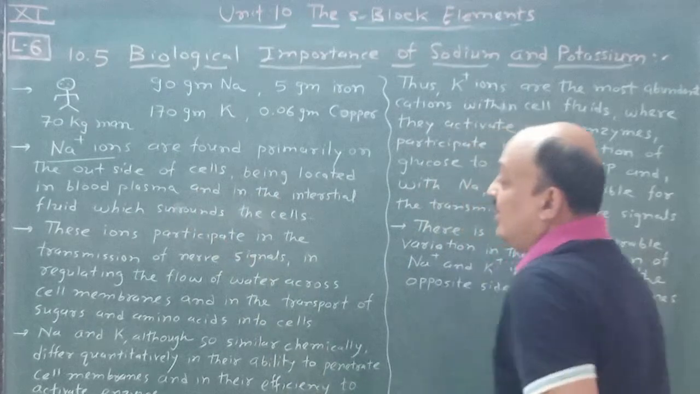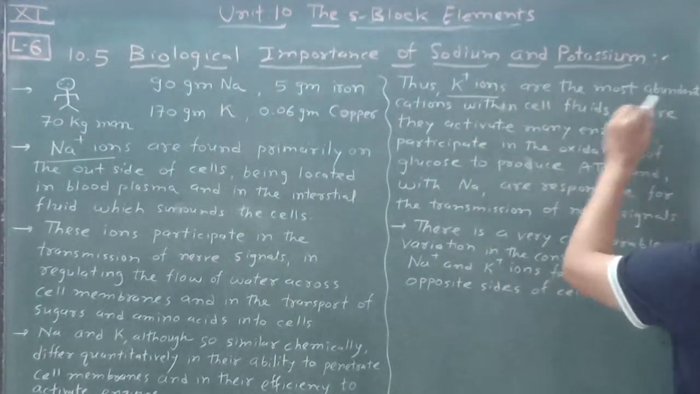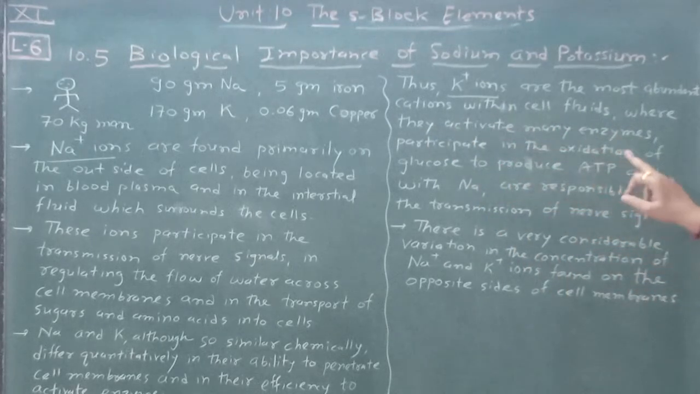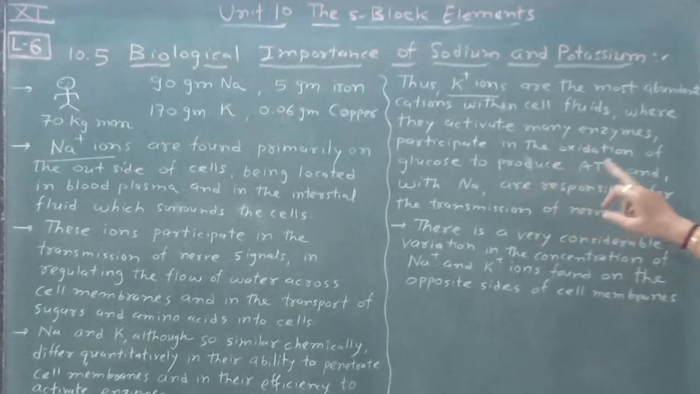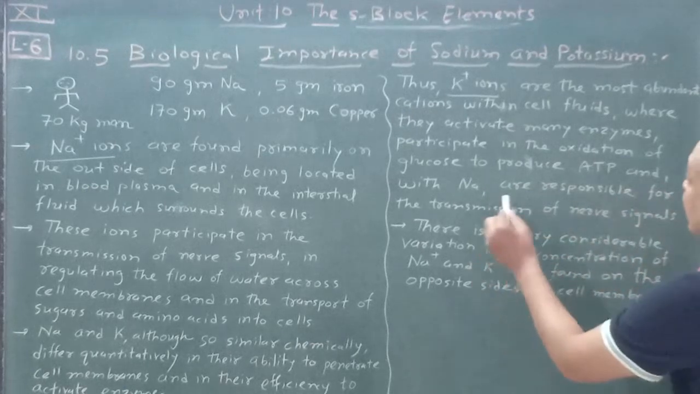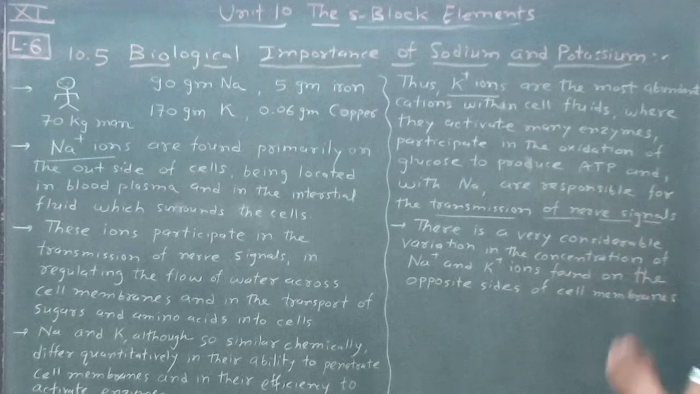And the next one is very important. K+ ions are the most abundant cations within cell fluids, where they activate many enzymes, participate in the oxidation of glucose to produce ATP, and, with sodium, are responsible for transmission of nerve signals. This is very, very important.